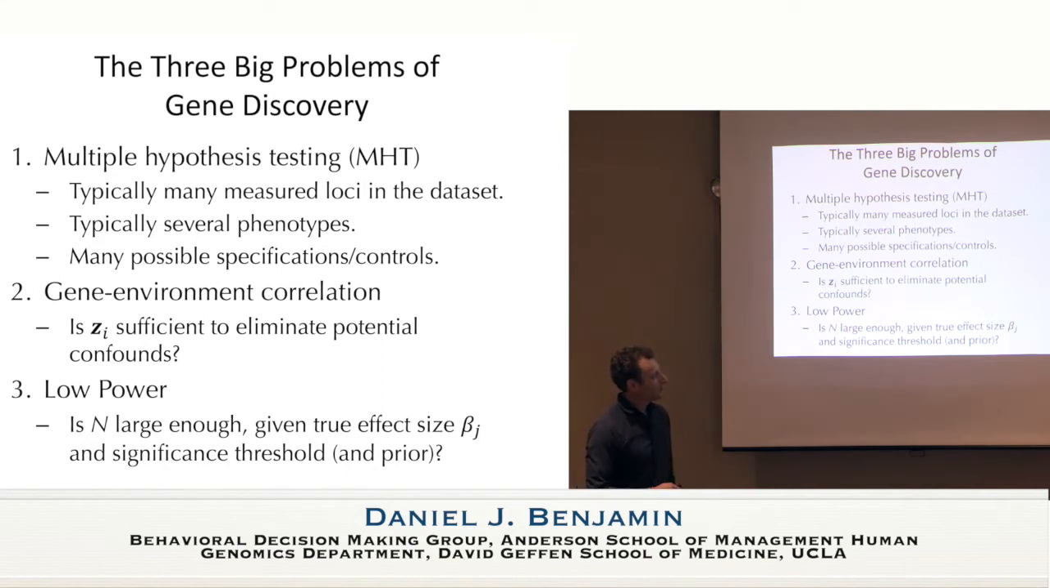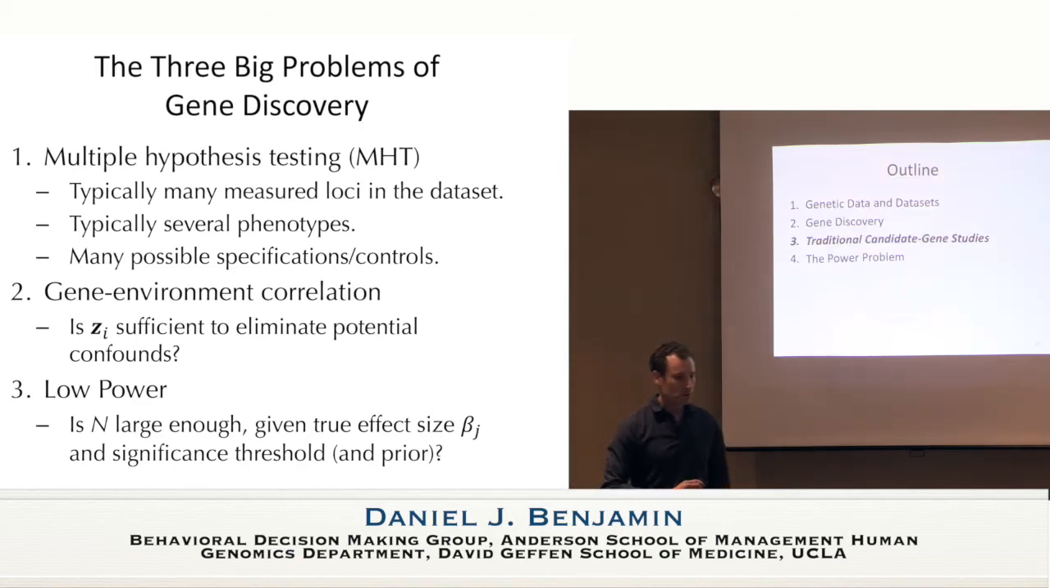So do we have a large enough sample given the true effect sizes, which I'm going to argue tend to be very small, and the significance threshold, which to deal with multiple hypothesis testing is going to have to be very stringent? And I'll get to this toward the end of the talk today: the prior probability of any given SNP having a strong association is in most cases pretty low. Do we have a large enough sample to have adequate power?